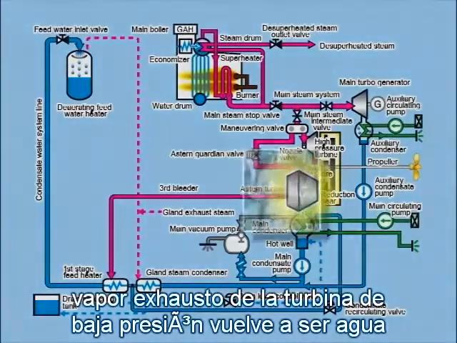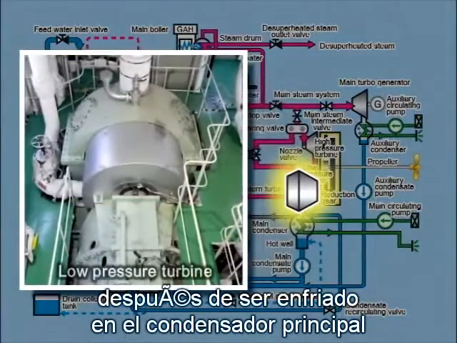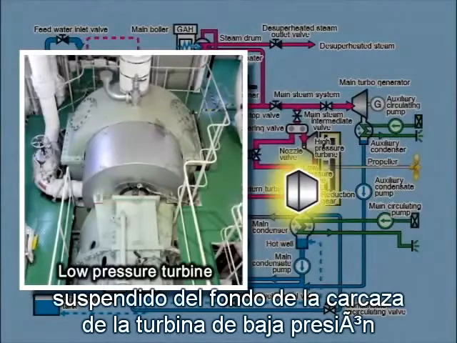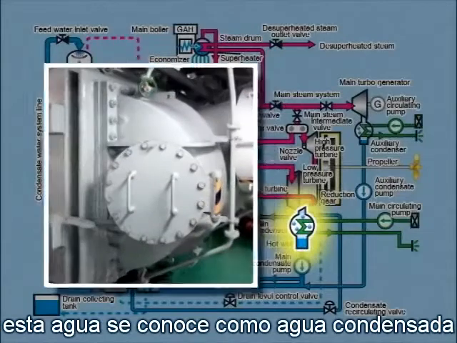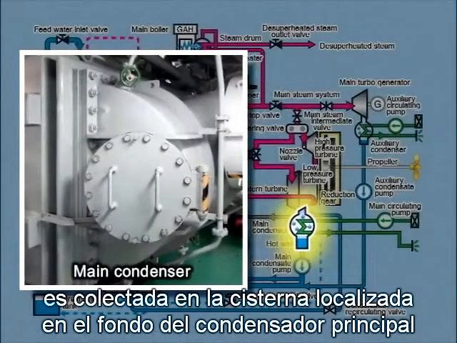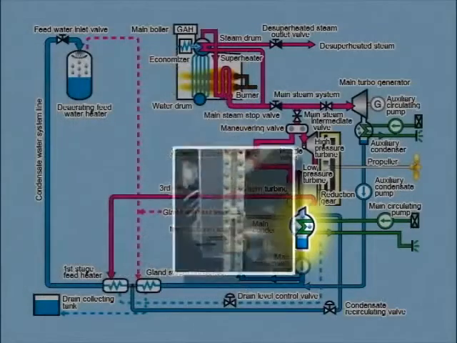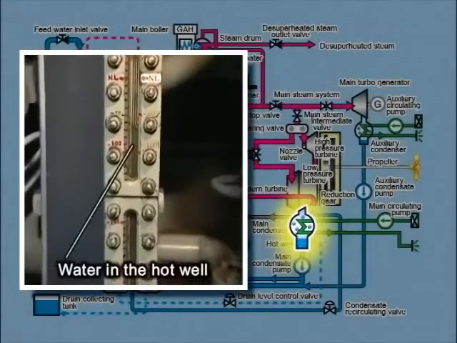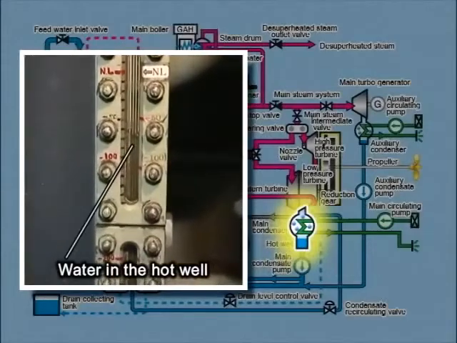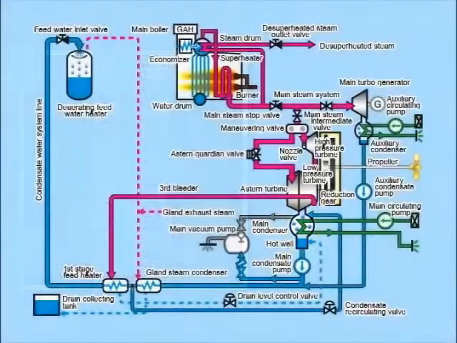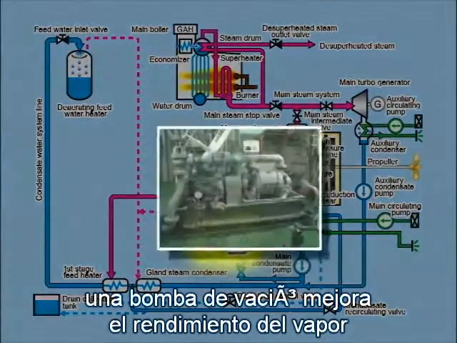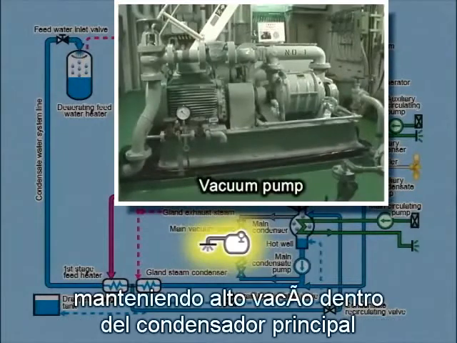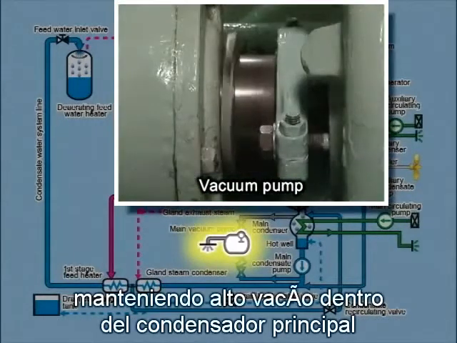Exhaust steam from the low-pressure turbine returns to water after being cooled in the main condenser, suspended from the bottom of the low-pressure turbine casing. This water, known as condensate water, is collected in the hot well located at the bottom of the main condenser. A vacuum pump enhances steam performance and achieves efficient condensation, maintaining a high vacuum inside the main condenser.